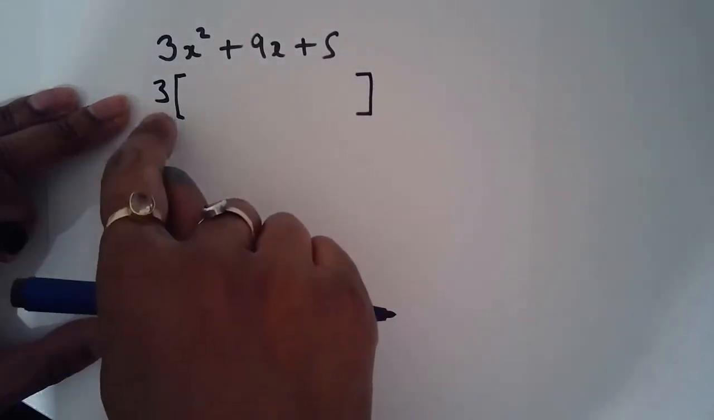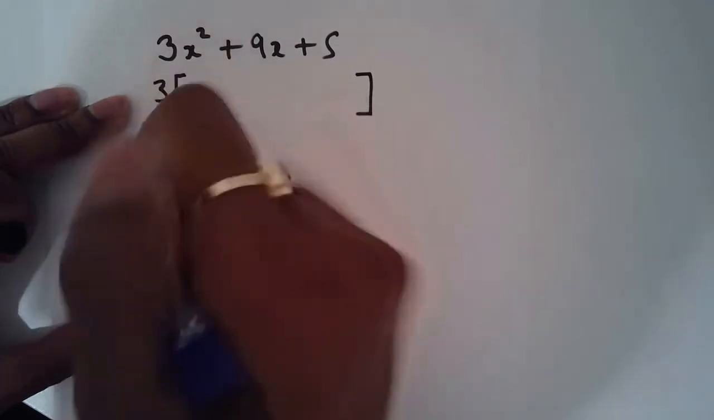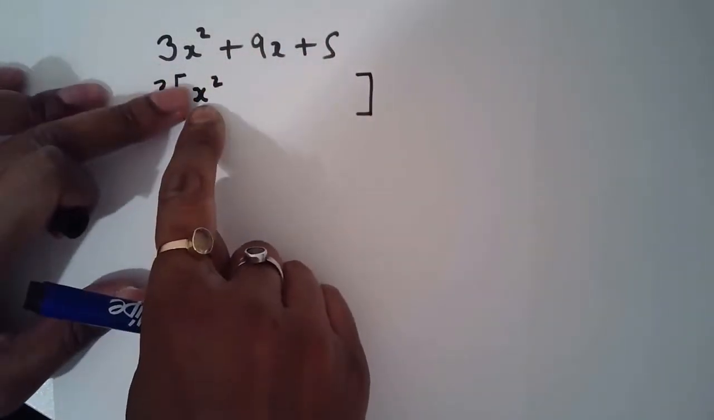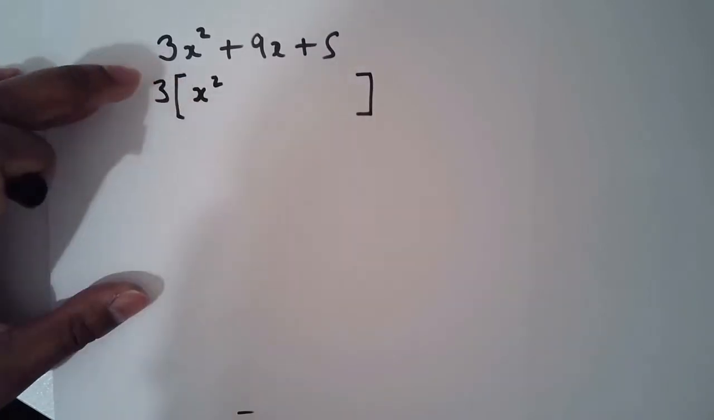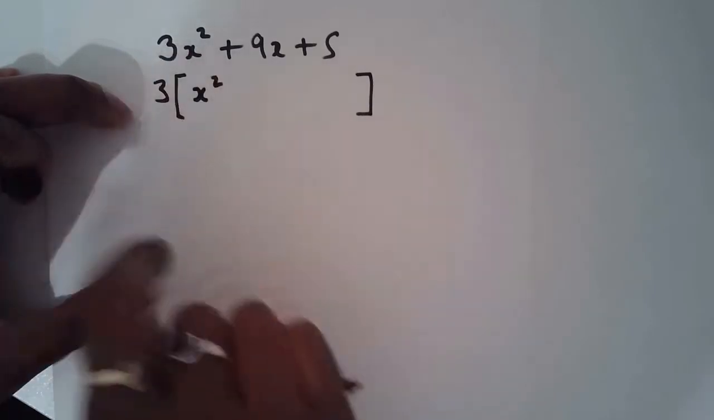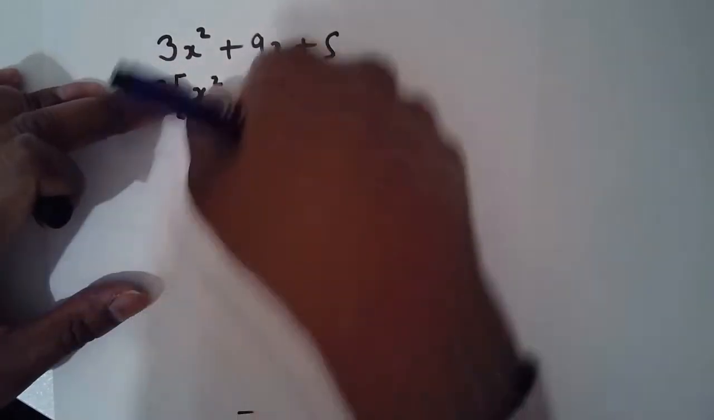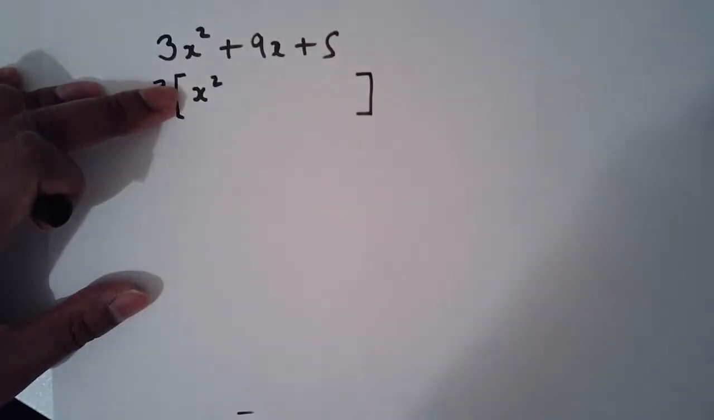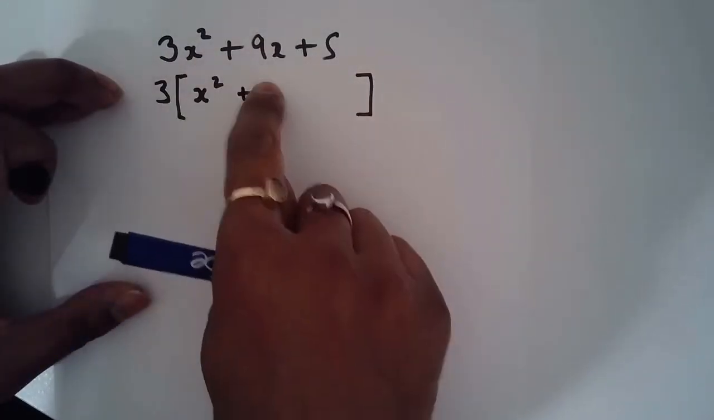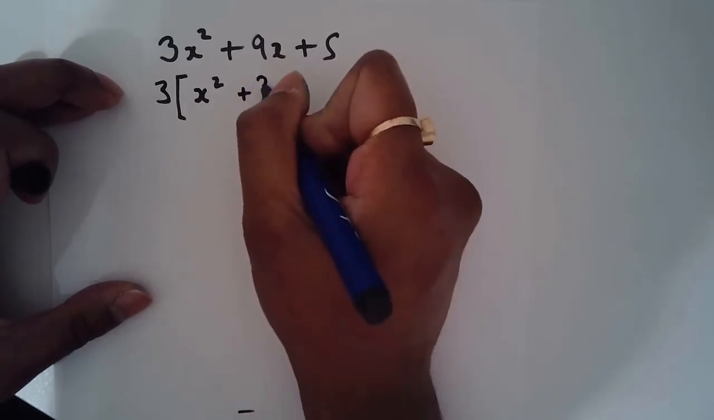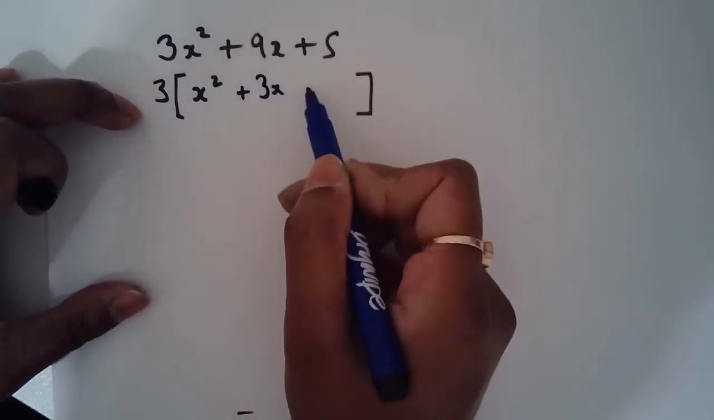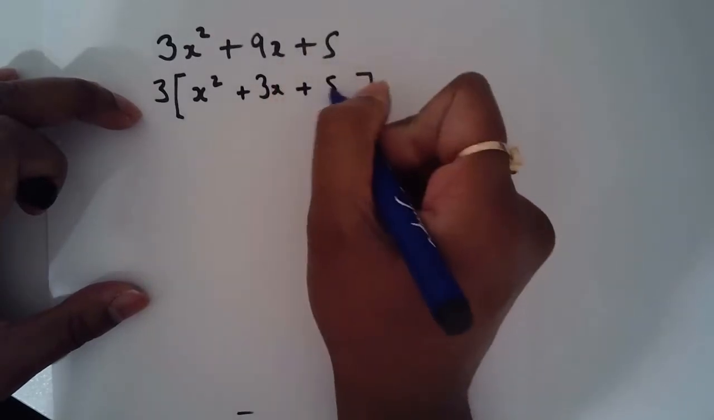Right then, 3 times something to give me 3x squared. There you go. So now x squared hasn't got a number in front of it, but if you were to expand this, you'd get 3x squared. But for the moment, x squared hasn't got a number in front of it. It's what we wanted. 3 times something to give me 9x, that's 3x. 3 times something to give me 5, it's going to be 5 over 3.